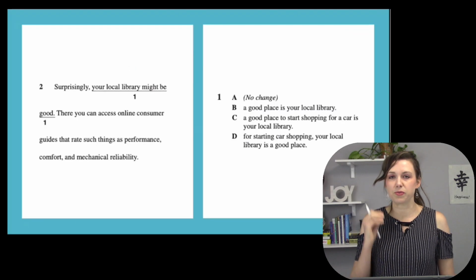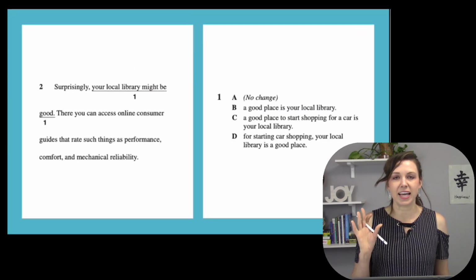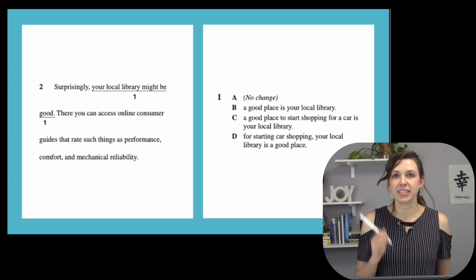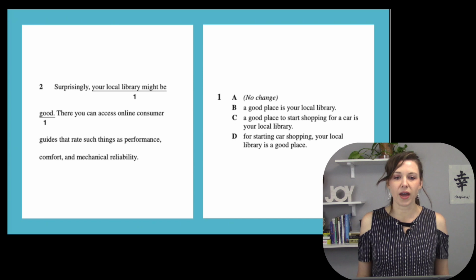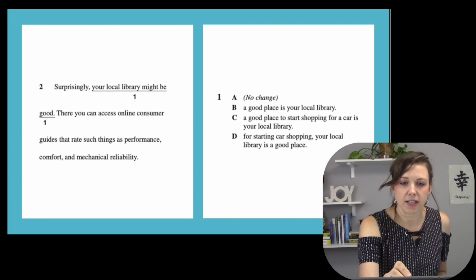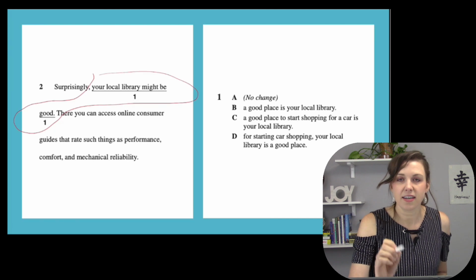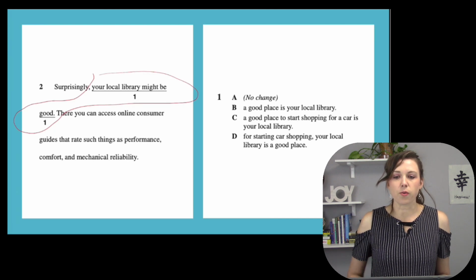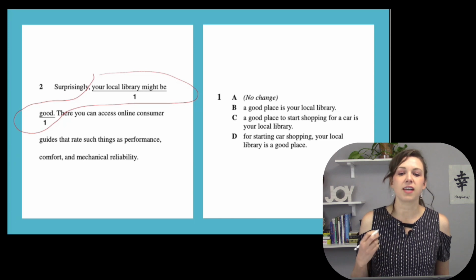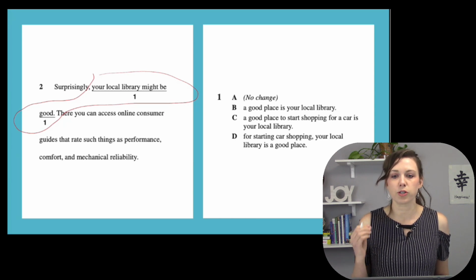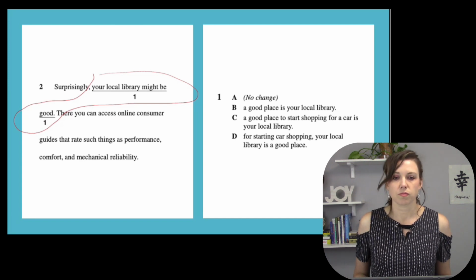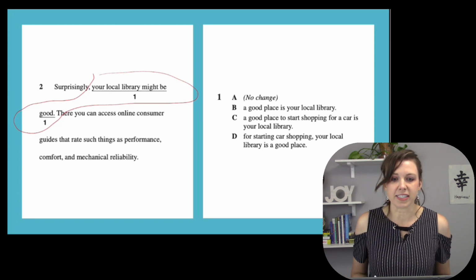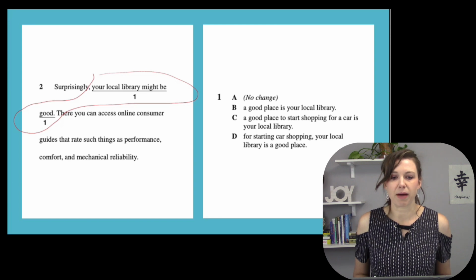So now we're going to go straight to the answers. This is how it's formatted on the HiSET test. GED might be a tad different. What you want to do is, number one, you can see here that it's what's underlined. We need to decide, should we keep that as is or replace it with one of the other options? So let's read it as is. Surprisingly, your local library might be good.